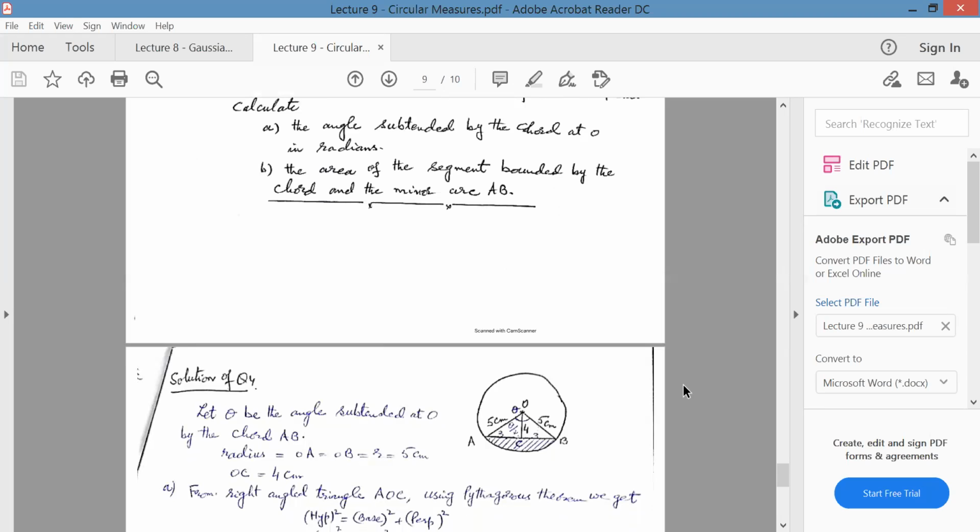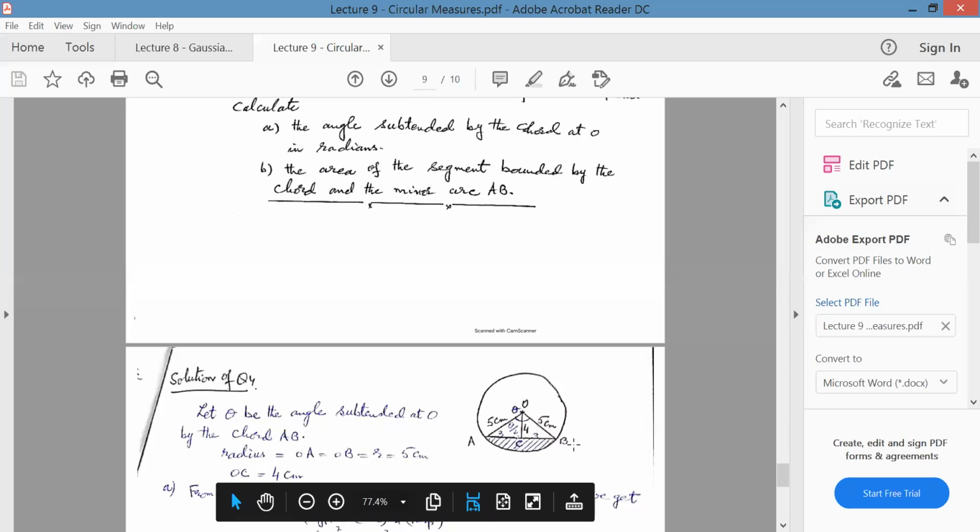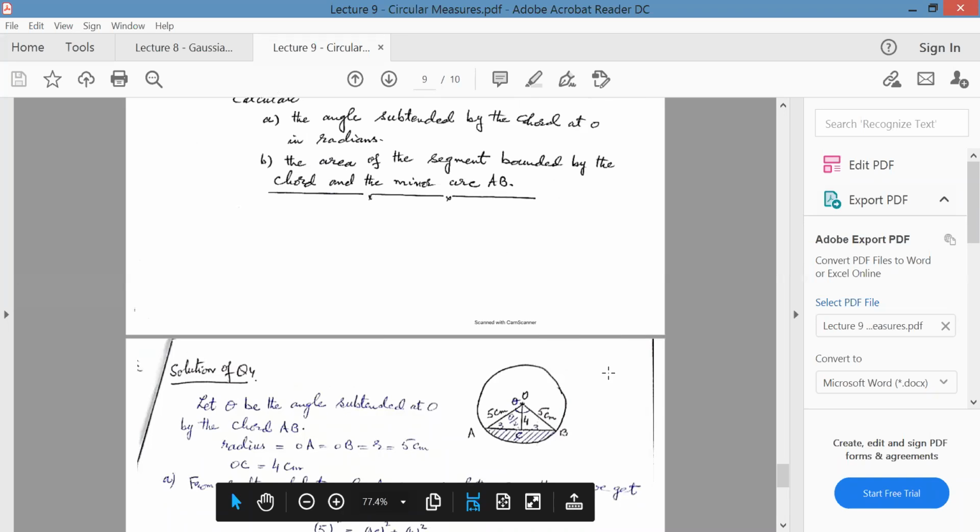Okay, let me do the solution. You are to find what? The angle subtended by the chord at O in radians. Second, the area of the segment bounded by the chord and the minor arc. By this straight line AB, this is the chord, and the minor arc AB, this is the curve. This shaded area, again, as we did in the previous case.